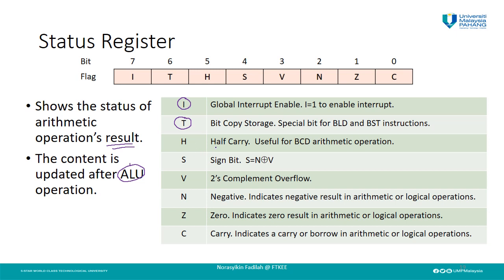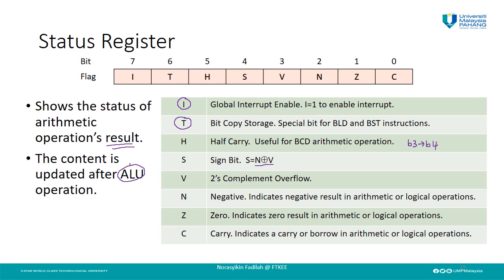So generally we have at bit 5 the half carry. The half carry is useful for the BCD arithmetic operation. Half carry will show the status whenever there is a carry from bit 3 to bit 4. And then we have the sign bit. The sign bit depends on the negative bit exclusive OR the overflow bit.